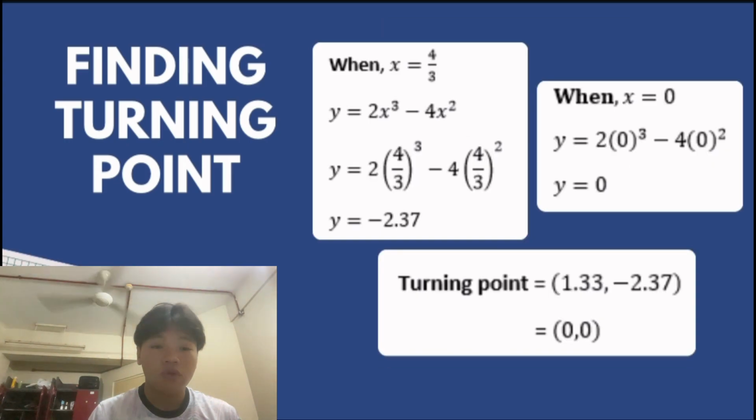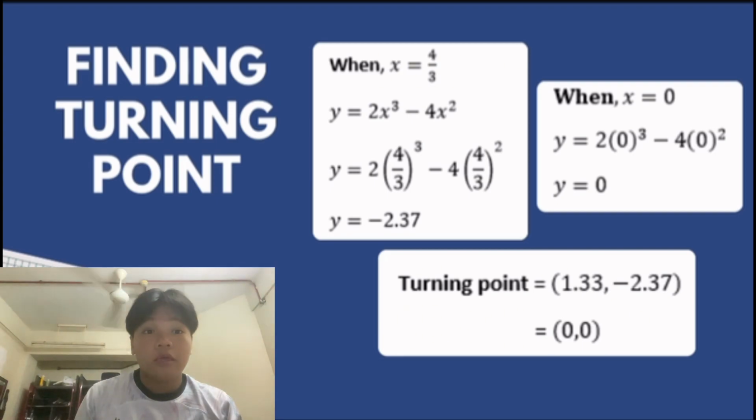But the function that we are going to use is the original, non-differentiated function, 2x^3 minus 4x^2. These are the functions that we are going to use to insert x1 and x2. First, to find the first y, x equals 4 over 3 is inserted into the function. It will be 2(4/3)^3 minus 4(4/3)^2. So y1 is going to be negative 2.37.